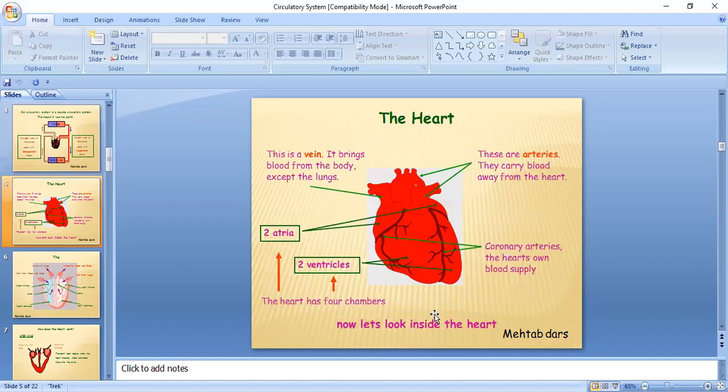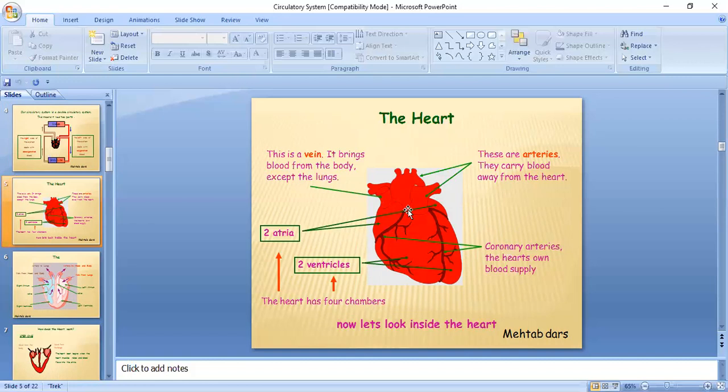Again, here is the structure of the heart. Now you can see the upper two parts of the heart are the two atria and the lower two parts are the two ventricles. So the heart has four chambers. This is a vein. It brings blood from the body except the lungs, and this blood is deoxygenated. These are arteries that carry blood away from the heart. These vessels move oxygenated blood.